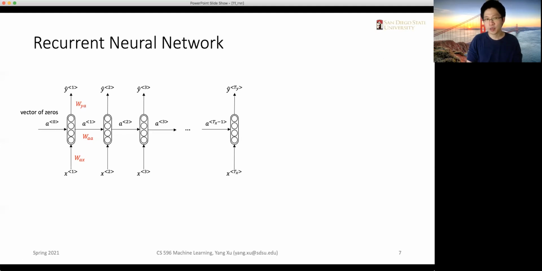And also, in order to generate some outputs Y, we will need a third set of parameters, which is WYA. Its purpose is to generate the outputs. And that is for the first time step. These parameters will be used for each time step, so we will have parameters here for the second time step, for the third time step, and for the last time step as well.